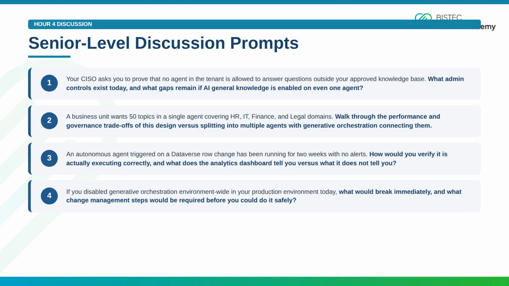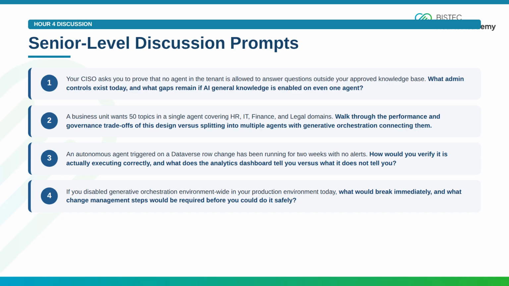4 questions. None of them have clean answers. That is deliberate. These are the questions your organization will ask you, and the quality of your response is what defines senior governance maturity. Question 1. CISO accountability for AI general knowledge.